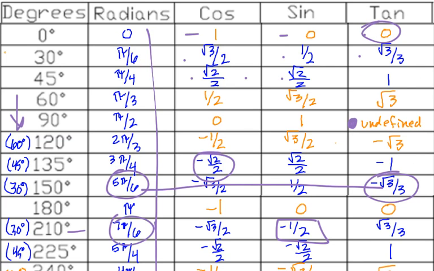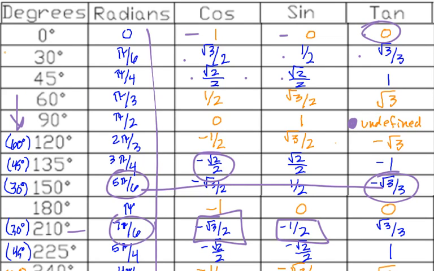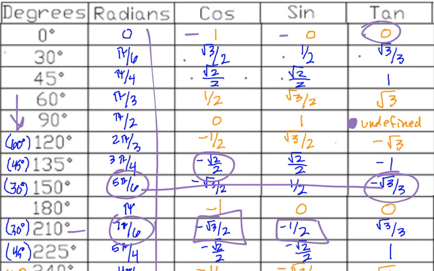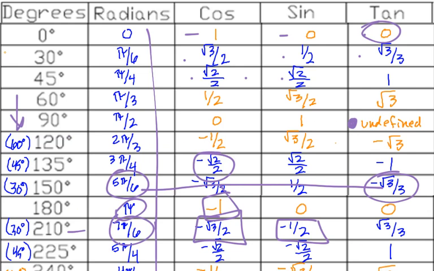Well, 7 pi over 6 is 210. We want the cosine. Cosine is negative square root of 3 over 2. So once you've got that table, it's actually really easy to figure these out. Okay? Cosine of pi, well, pi is 180, cosine is negative 1. Because we go 180 degrees, that takes us clear back here. That's pi. Cosine is the x value, negative 1.